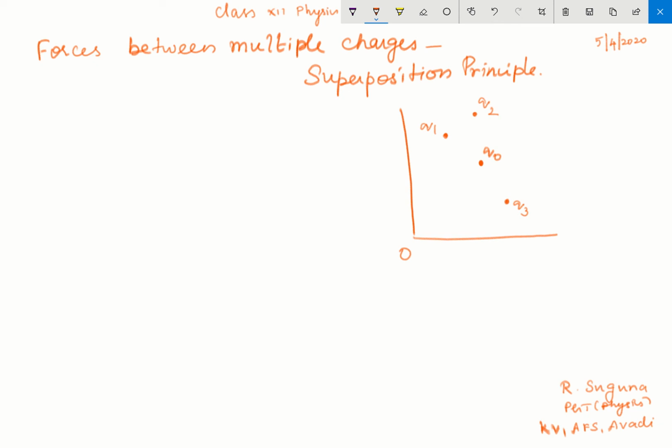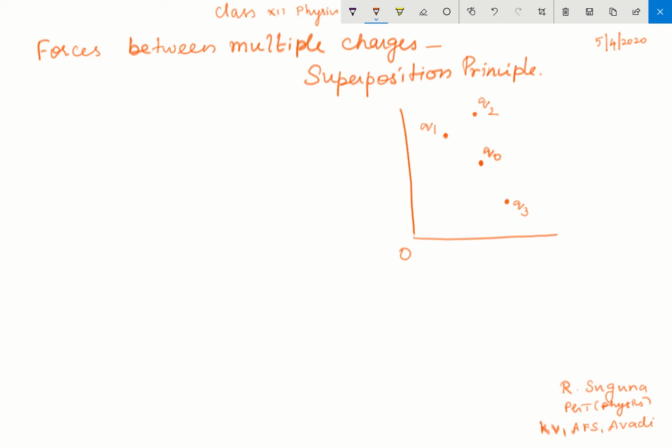Taken one at a time, you first find the force on Q naught due to Q1, then the force on Q naught due to Q2, and the force on Q naught due to Q3. After finding them, you add everything, the vector sum of all the forces. That gives you the total force on Q naught due to all the charges Q1, Q2, Q3, etc. to Qn. Is it clear? This is called the superposition principle. We are applying it here.